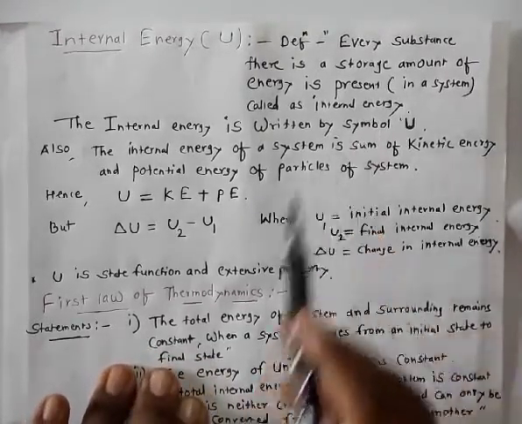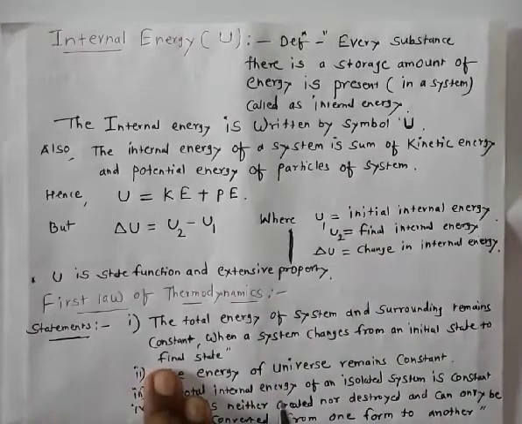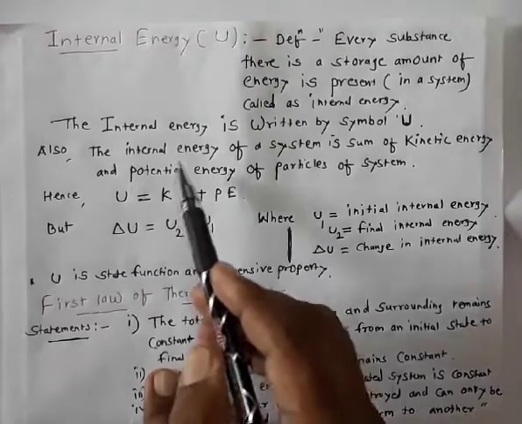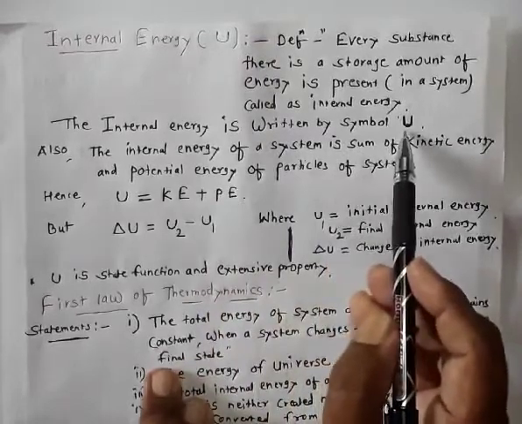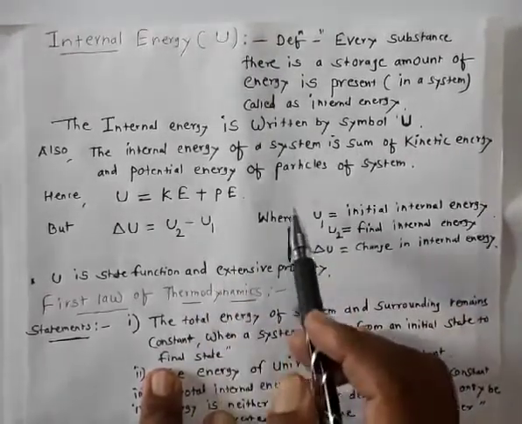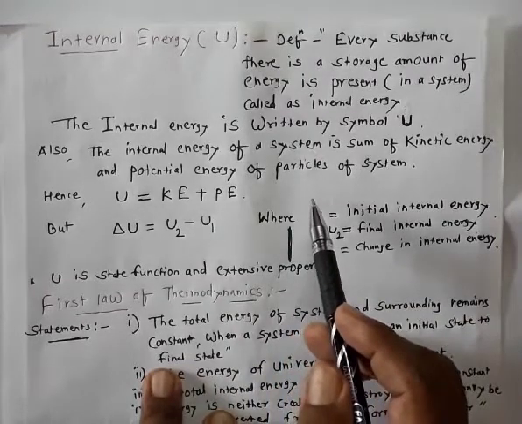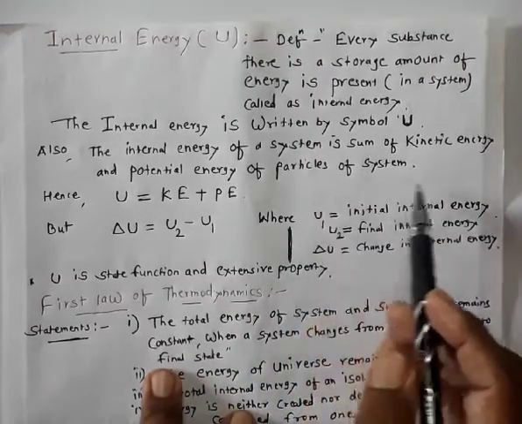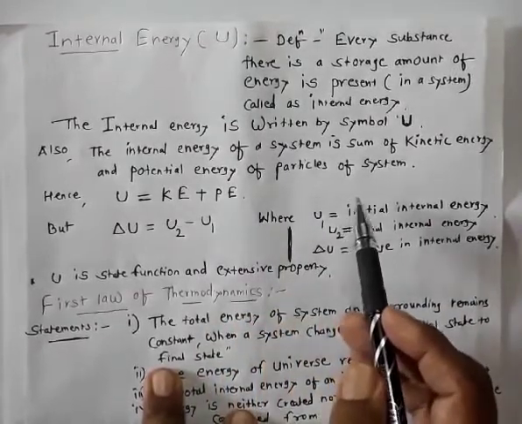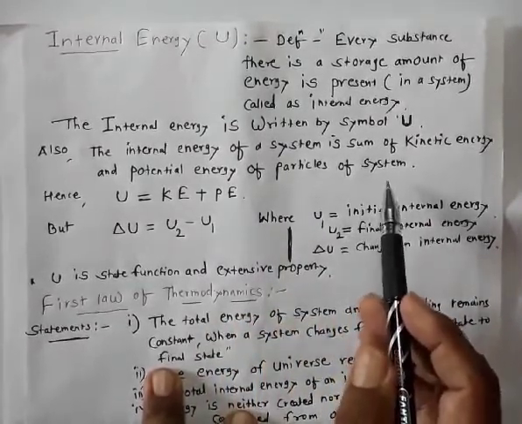In every substance there is a stored amount of energy present. This energy is called internal energy, and it is denoted by the symbol capital U. The internal energy of a system is nothing but the sum of the kinetic energy and potential energy of the particles of the system.